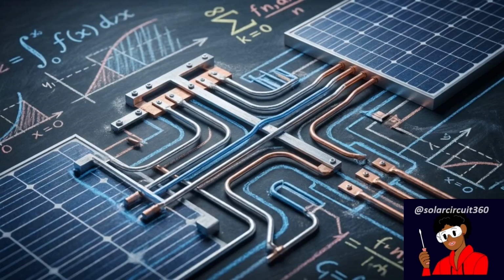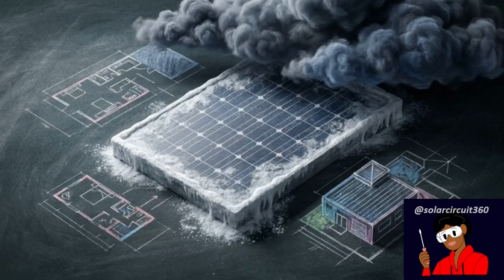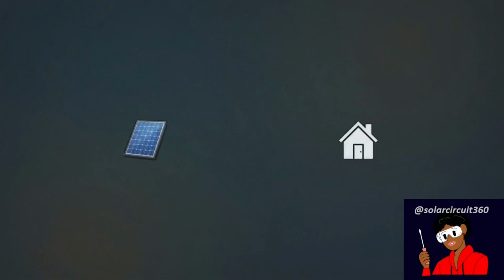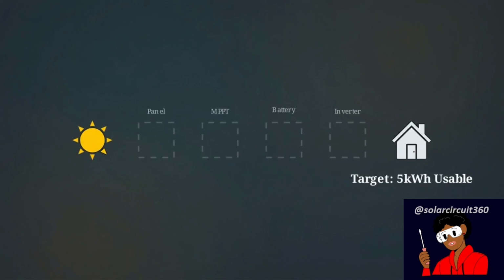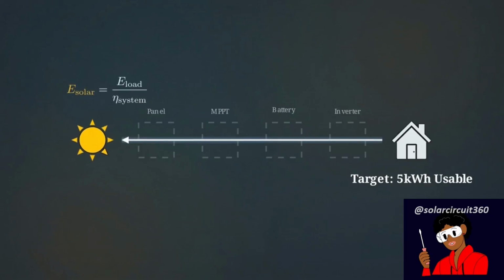The hardware on the roof is operating exactly as designed. The error lies in how we assume light behaves. A dead array in winter is rarely a hardware defect. It is a failure in the underlying irradiance assumption. To build a reliable system, we abandon forward sizing. Instead, we reverse engineer the design, starting at the final load and working backward to the sun.